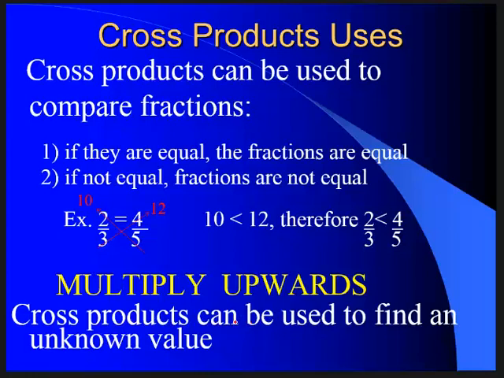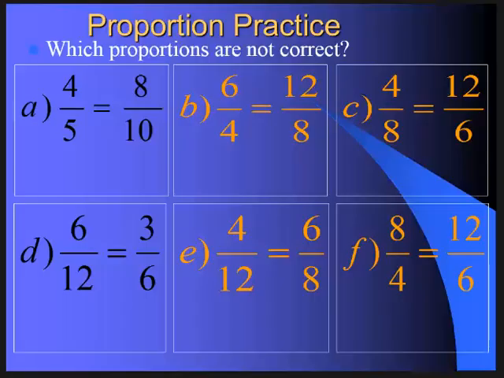Okay, we can also use cross products to find an unknown value. If we didn't know the 4 here, well, that's probably not a good example. In a true proportion, we can use it to find an unknown. Okay, and we'll do some of those here in a minute. Let's go through these and see if these are true proportions.